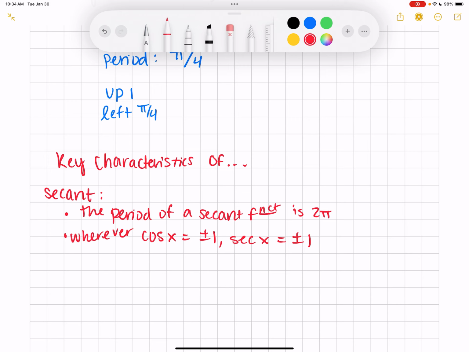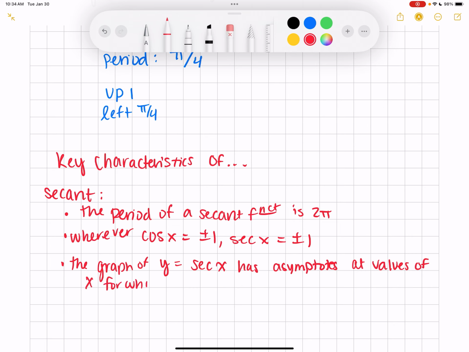The graph of y equals secant of x has asymptotes at the values of x for which cosine of x is equal to 0, because that would be a 1 over 0 for secant, which is a problem.